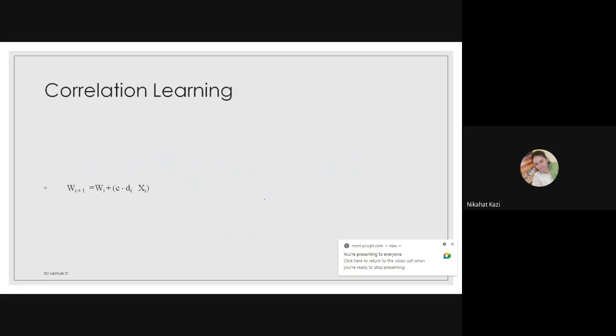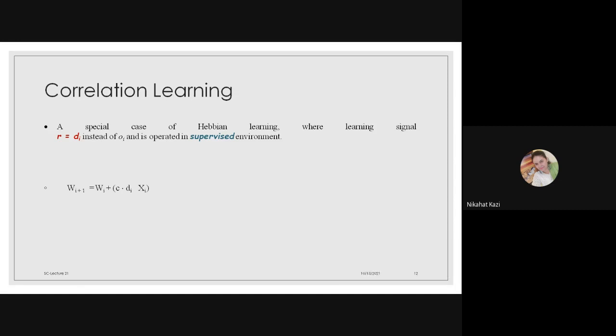So the next learning rule that we have is correlation learning.